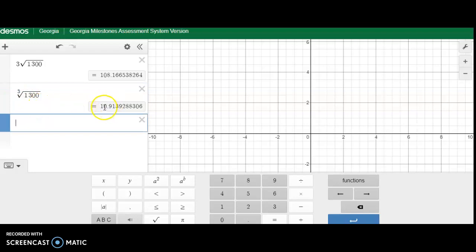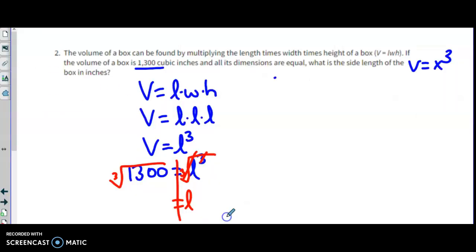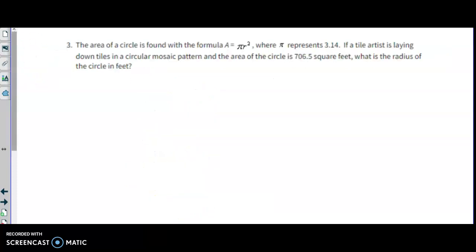So this is actually our answer. It's about 11, or it's 10.9. So be really careful when you type it into Desmos. You have to go to Functions, Miscellaneous, and then get this to do the cube root. Let's go back here. So the length of each side is approximately 10.9 inches, or 11 inches.